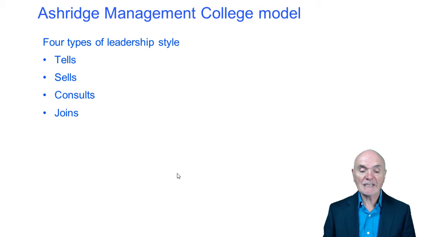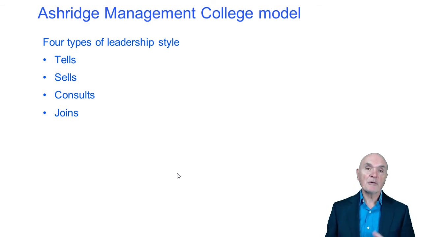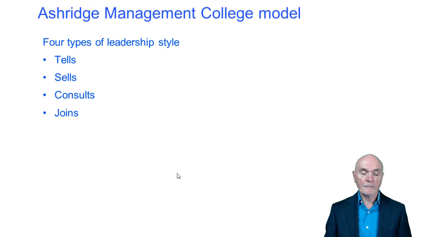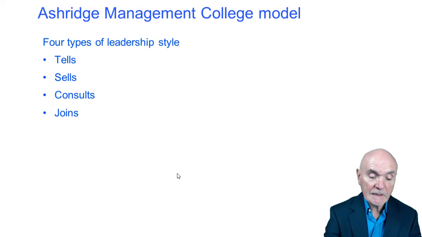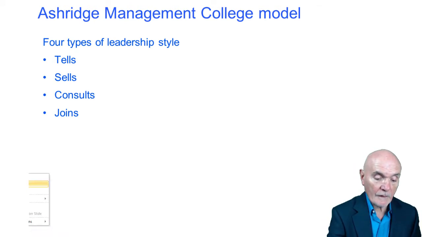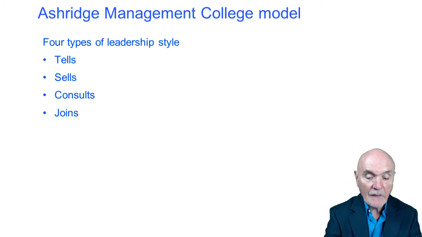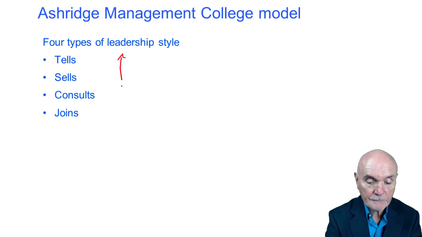This was developed by the Ashridge Management College, and it looked at leadership styles. Remember we said that trait theory of management was no good. We're on to style theory. It's how you manage, how you lead that's going to be important. And Ashridge has this model where it identified 4 types of leadership style. First of all, I have to say that we're dealing here with really a continuum.